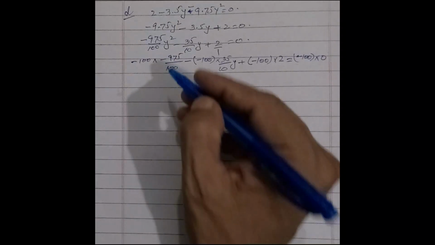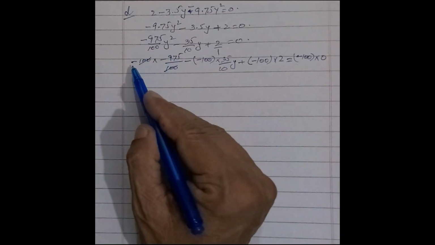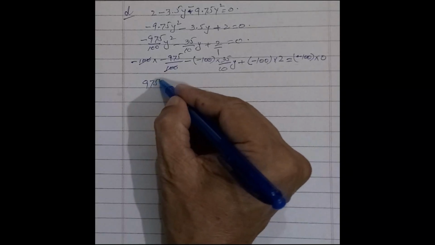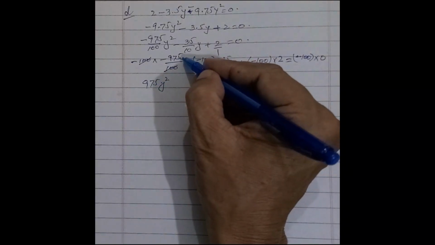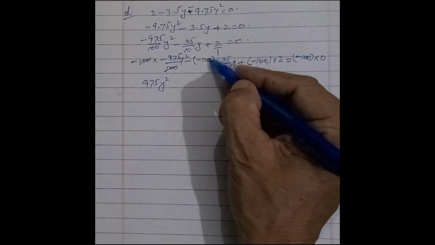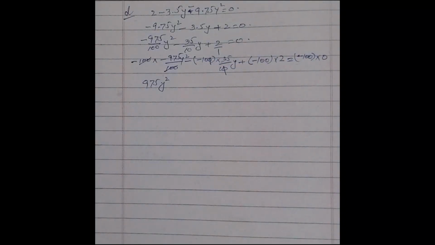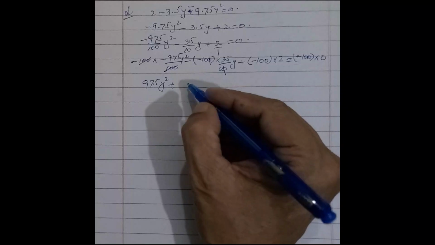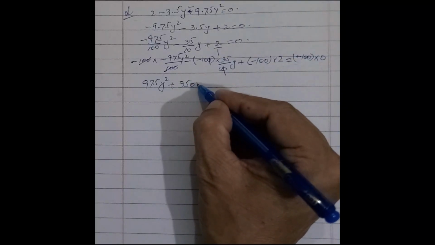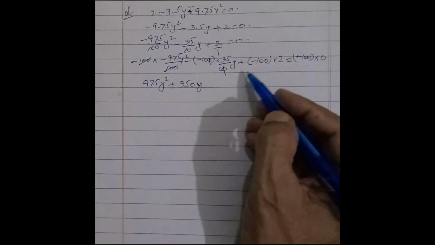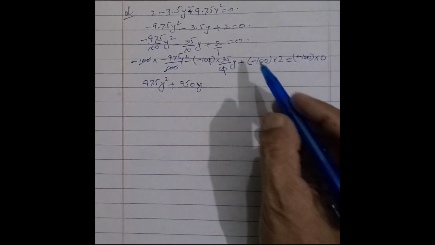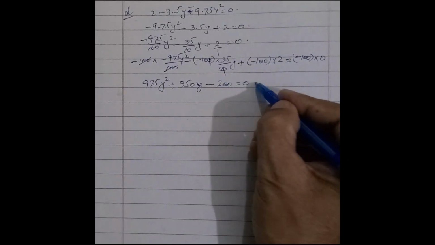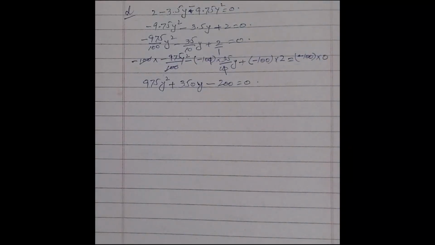Now simplify these values. 100 cancels with 100, and minus multiplied by minus is plus. We get 975 y square. And this 10 multiplied by 10, the answer is minus 10. Minus multiplied by minus is plus, and 10 multiplied by 35 is 350y. The next value is plus multiplied by minus, which is minus. 100 multiplied by 2 is 200, is equal to 0.